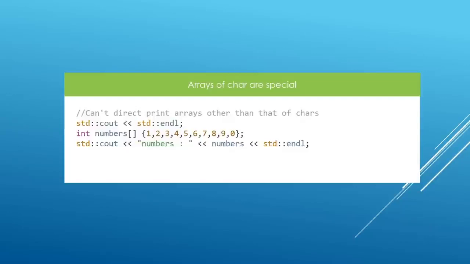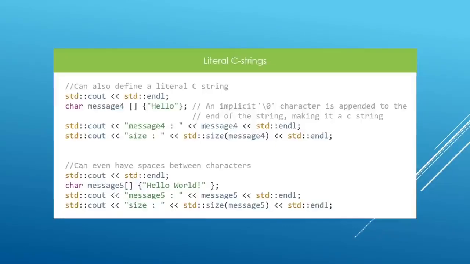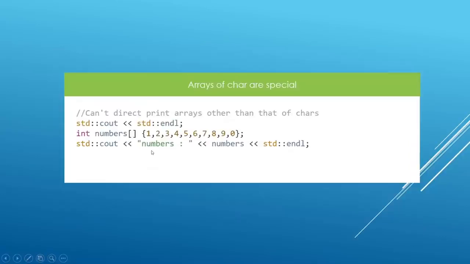Again, I want to bring to your attention that character arrays are special in that you can directly print them on the console like we are doing here. You see, this is a character array, and we are saying std::cout message4. You can't do this with other arrays. And this is really all I had to share about character arrays. So what we're going to do next is head to Visual Studio Code and play with us.